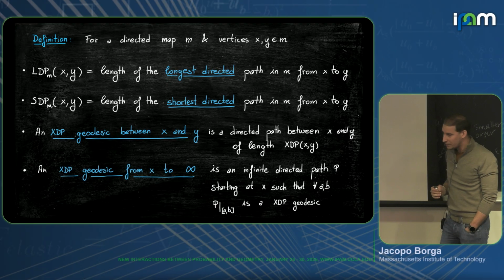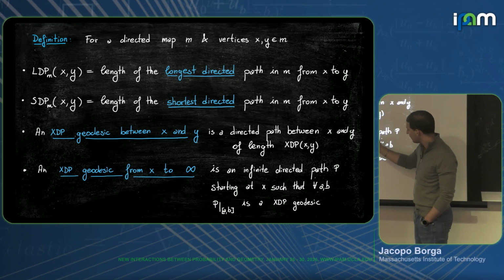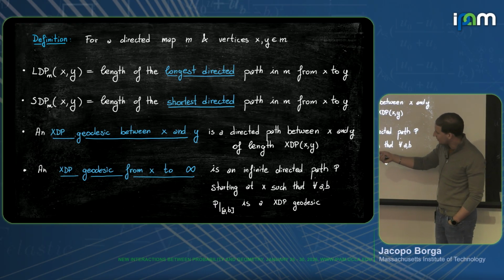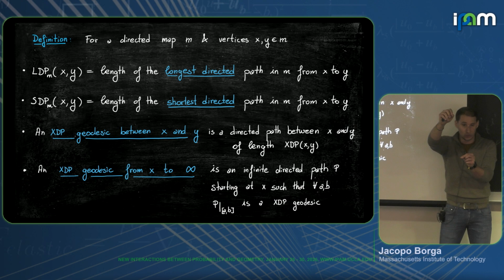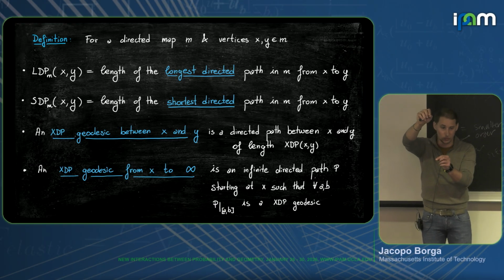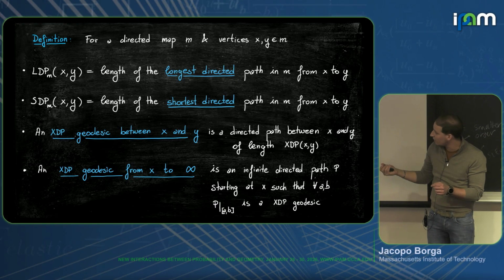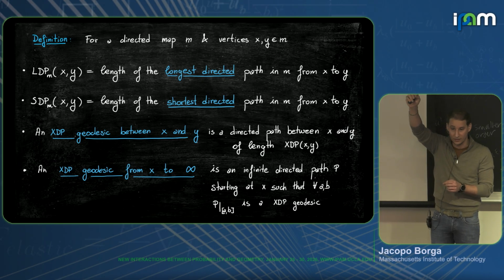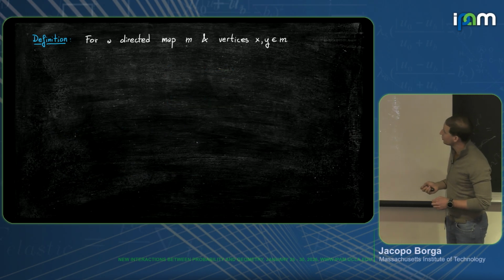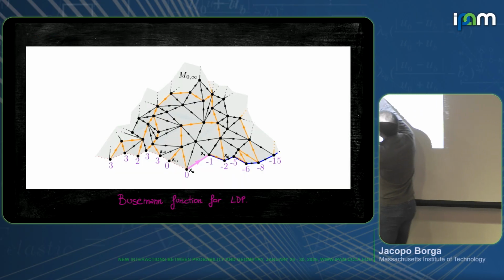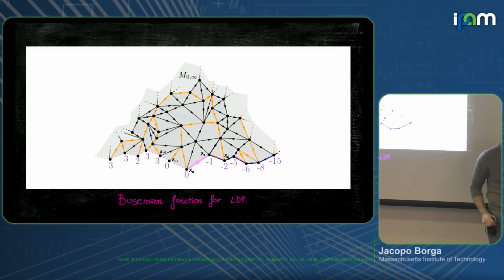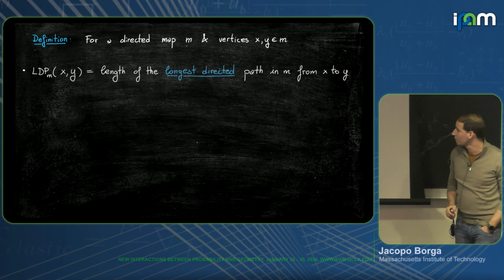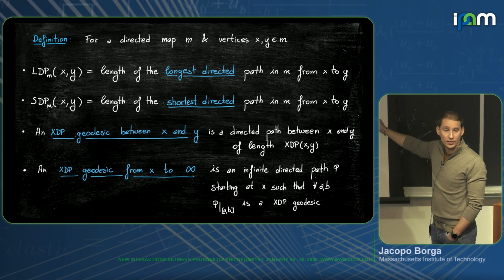And an XDP geodesic from a point to infinity is defined as follows: it is an infinite directed path starting from x, such that however you restrict it between 2 points, it's a geodesic between these 2 points. So if you take the longest directed geodesic to infinity, like the one I was drawing, this path has the property that if I fix 2 points along the path, this is exactly the geodesic between these 2 points, and this is true for any pair of points in the path. Any questions about these definitions?